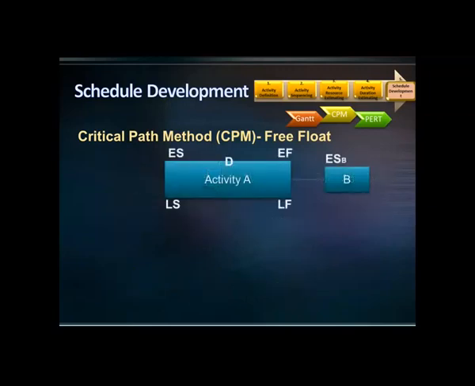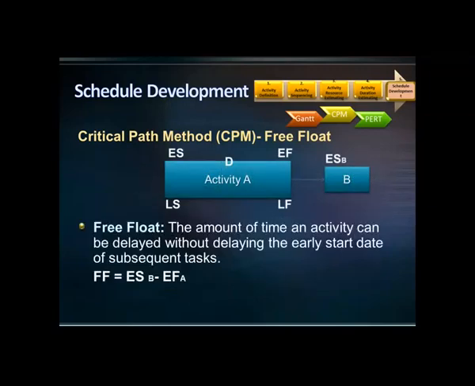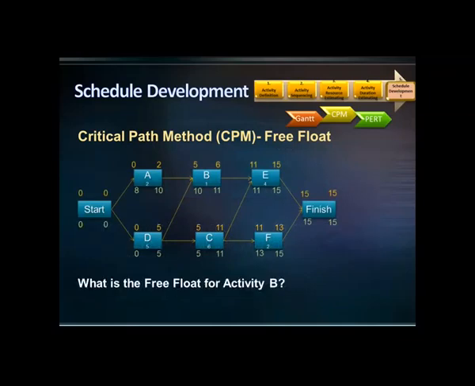As seen in the previous example, the free float formula is the early start of the earliest successor of an activity minus the early finish date of the activity. In this example, what is the free float of activity B? The free float of activity B is the early start of activity E, which is 11 days, minus the early finish of activity B, which is 6 days. So, the free float of activity B is 5 days.